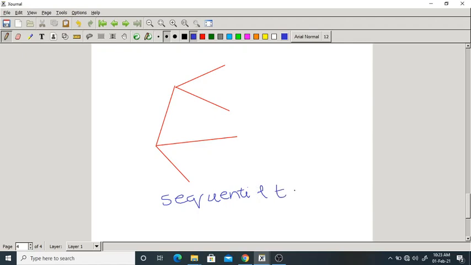This is called a sequential tree. Suppose we take P of A, the aircraft is present. What is the probability? 0.05.